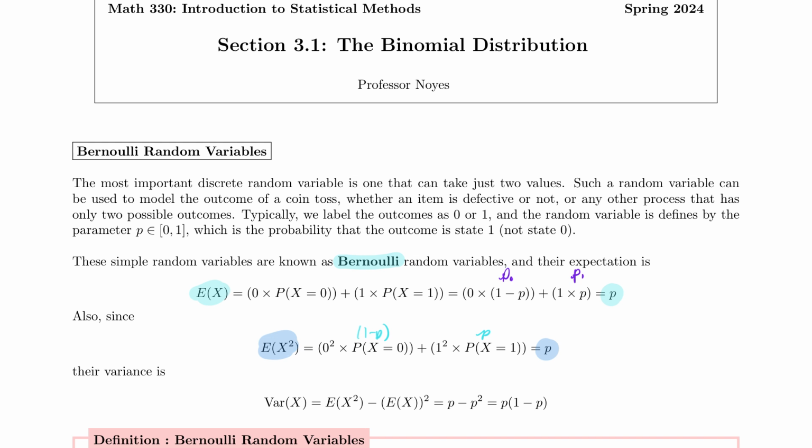So when we're looking at finding our variance, remember variance is E of x squared, our expected value of x squared, minus our mean E of x, the whole quantity squared.